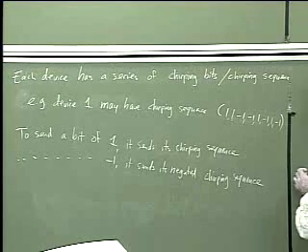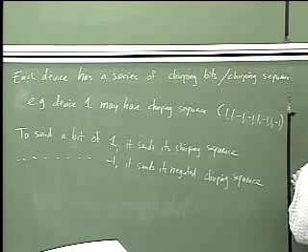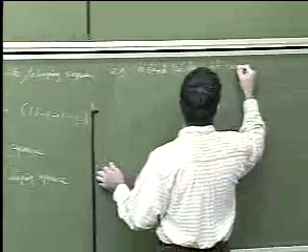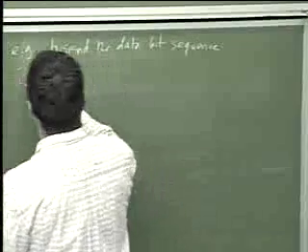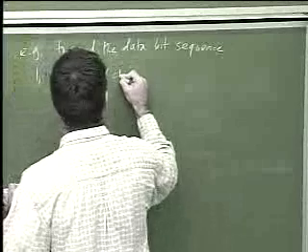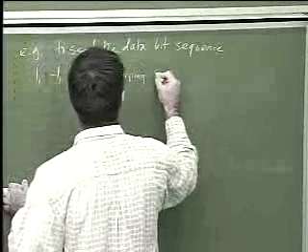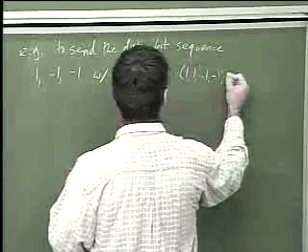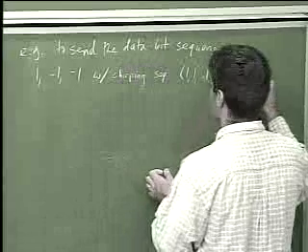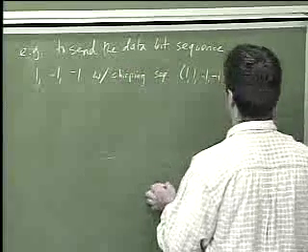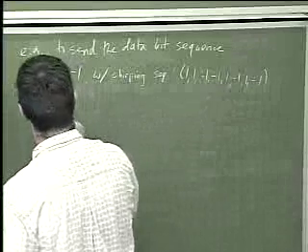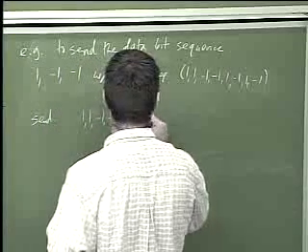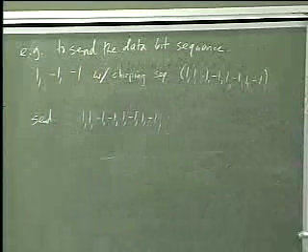So let me just say that as an example. E.g., to send data bit sequence 1, minus 1, minus 1 with chirping sequence 1, 1, minus 1, minus 1, 1, minus 1, 1, minus 1. So you'd have to send 1, 1, minus 1, minus 1, 1, minus 1, 1, minus 1. That's to send the 1.